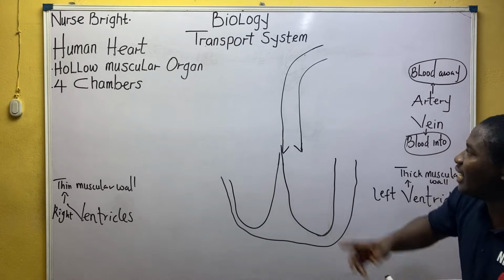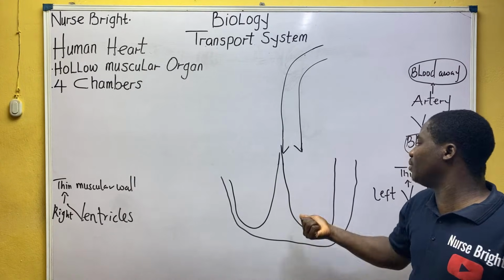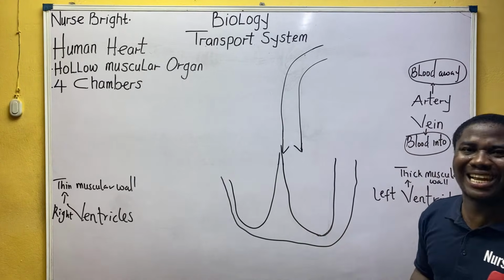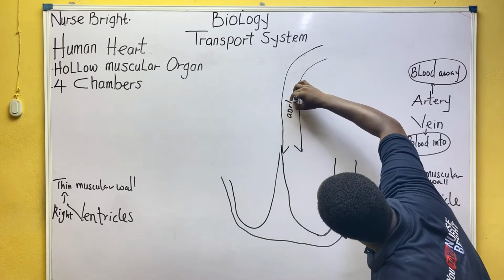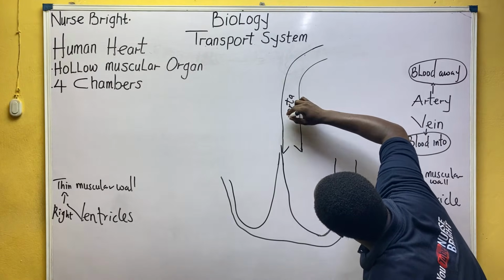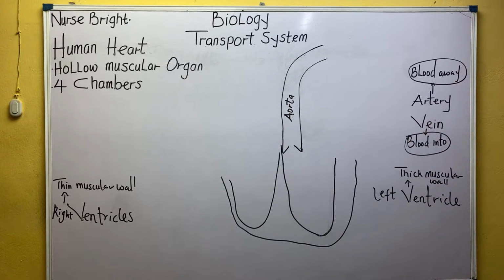So this one now branches off from this left ventricle, and the name is called the aorta. What did I say? The aorta is the largest artery, the biggest artery in the heart. What's it called? The aorta. Moving further.